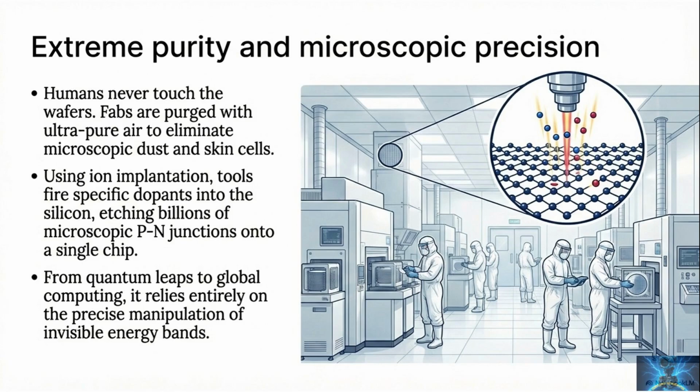Extreme purity and microscopic precision. Humans never touch the wafers because dust and skin cells are gigantic contaminants at this scale. Fabrication plants are purged with ultra-pure air to keep particles out of the process. Ion implantation tools fire specific dopants into silicon to build precise regions of P-type and N-type material. That process creates billions of microscopic junctions on a single chip. From tiny quantum rules to global computing, everything depends on precise manipulation of invisible energy bands.